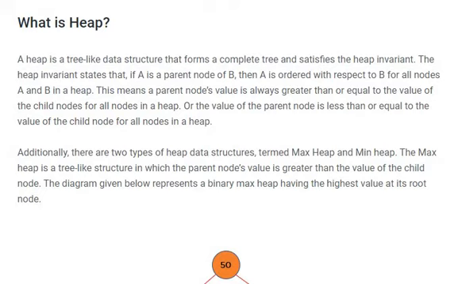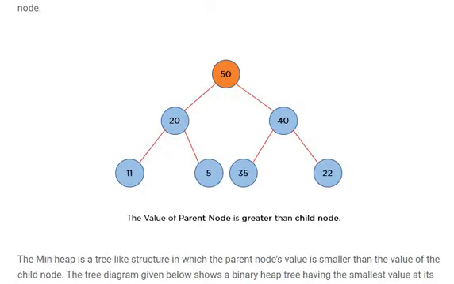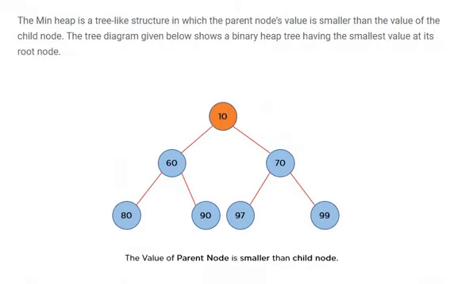So we have two types. One is max heap and another one min heap. The max heap, in which the parent node's value is greater than the value of child nodes. So in min heap, the parent node's value is smaller than the value of child.